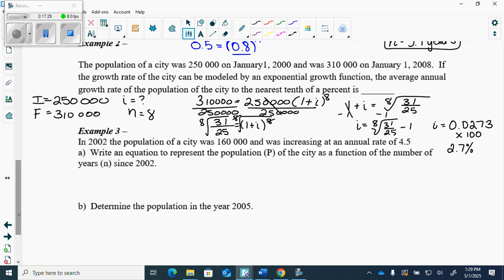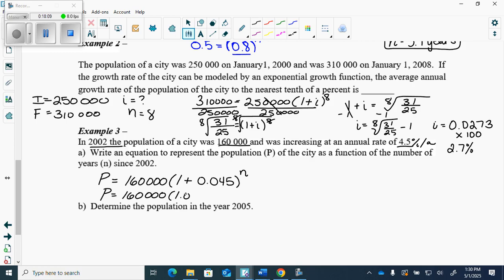Okay, in 2002, the population of the city was 160,000. It's increasing at 4.5%, you should say, per annum. Write an equation that represents P, the population of the city, as a function of the number of years n since 2002. So we don't know the population. We know that there's initially 160,000. And then are we increasing or decreasing? Increasing. So it's 1 plus 0.045 to the n. So my equation is going to be P equals 160,000 bracket 1.045 to the n.